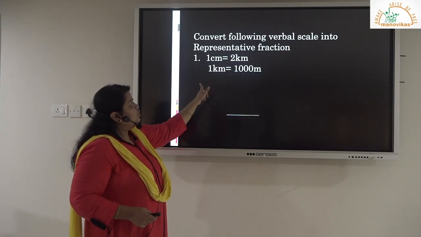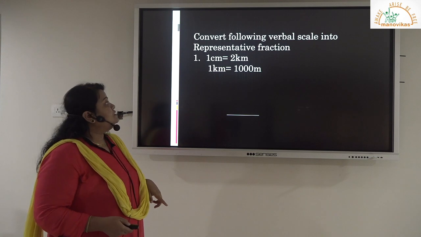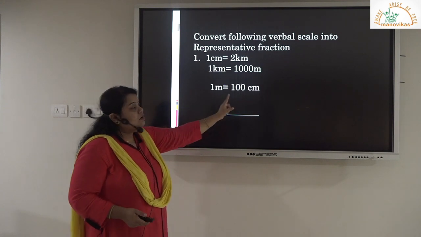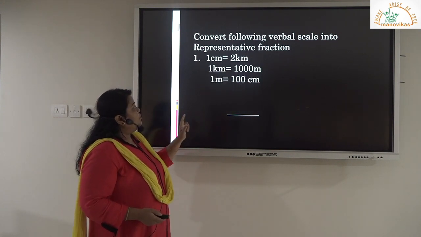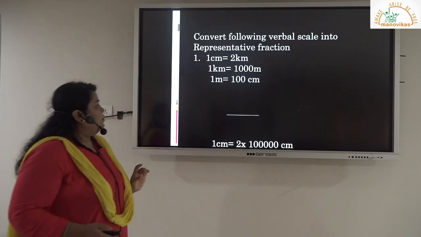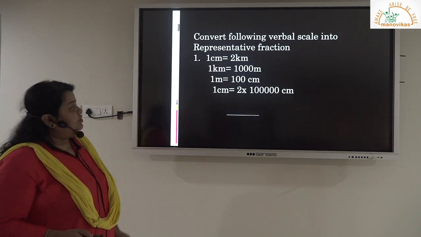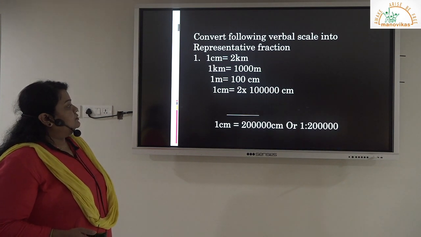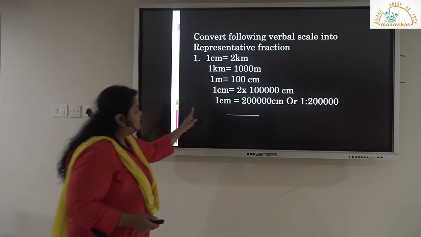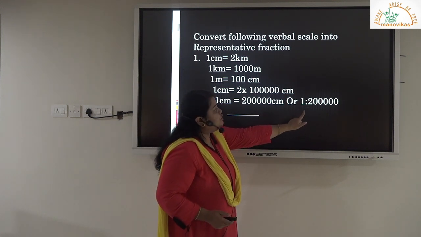So first we will convert kilometer into meters. So 1 kilometer is equal to 1000 meters. Then we need to check what is in 1 meter, which makes up centimeters. So 1 meter is equal to 100 centimeters. So altogether we come to know that 1 kilometer is 1 lakh centimeters. So 1 centimeter is equal to, we multiply 2 into 1 lakh and we get the answer as 1 centimeter is equal to 2 lakh centimeters. So 1 centimeter on the map is 2 lakh centimeters on the ground, or it is also written as 1:2 lakh.